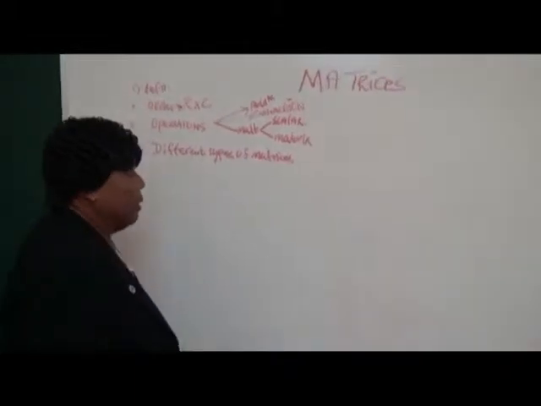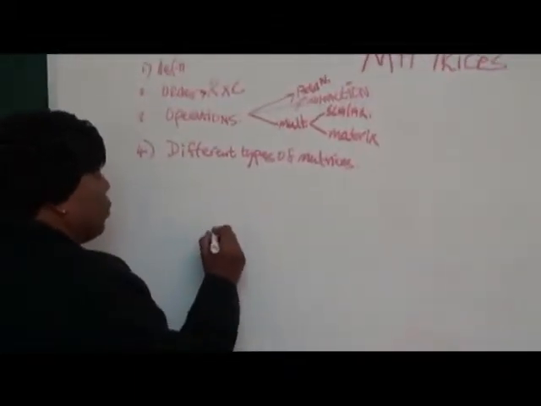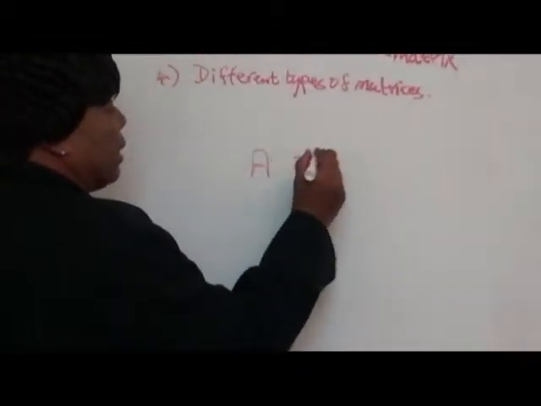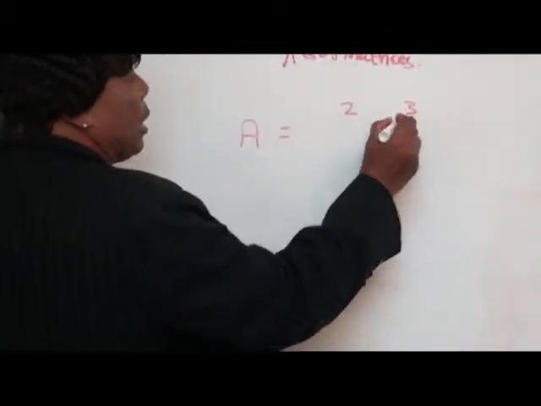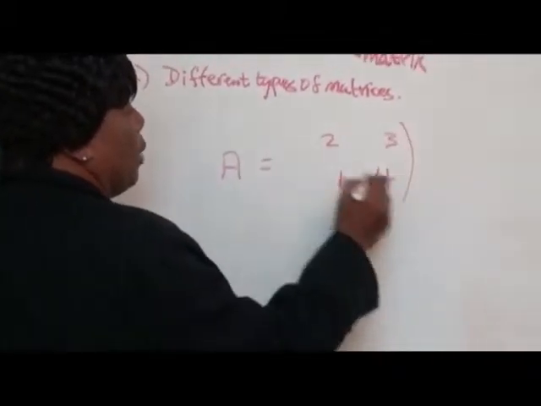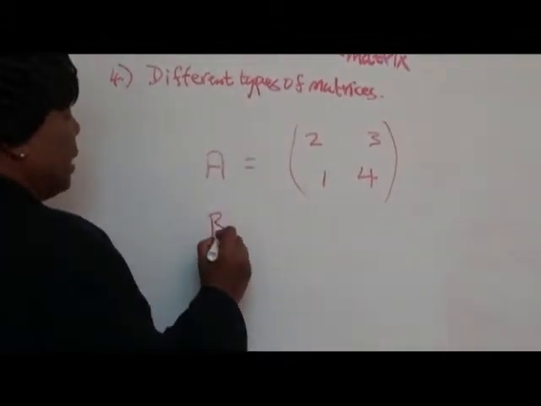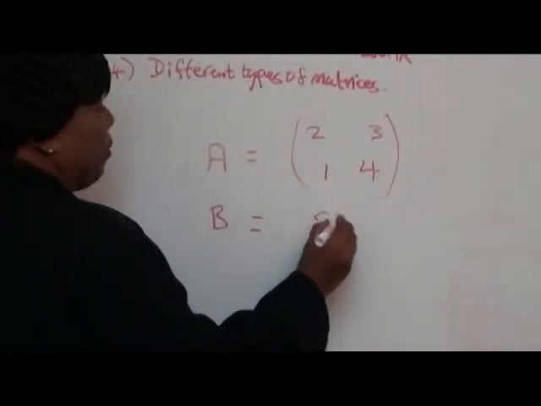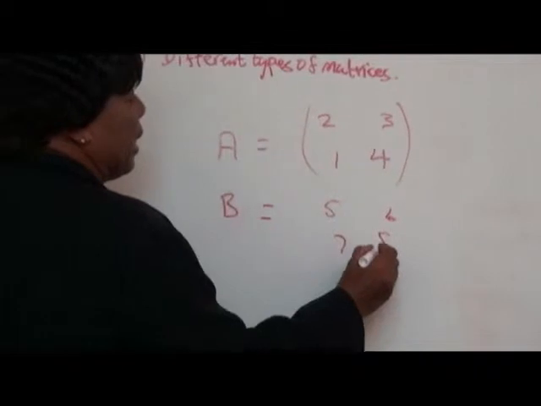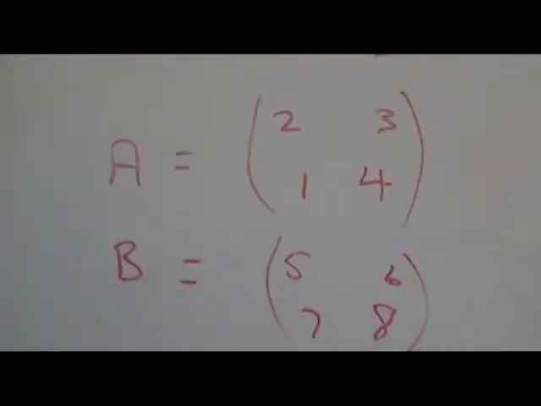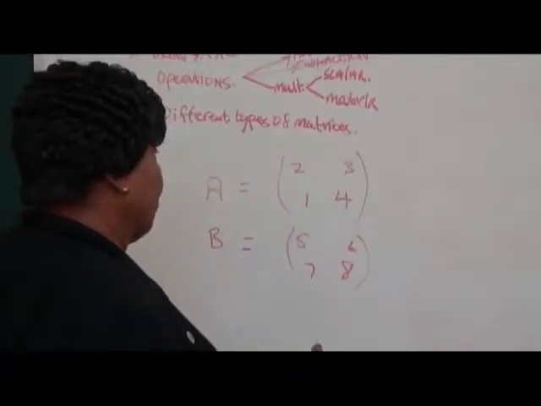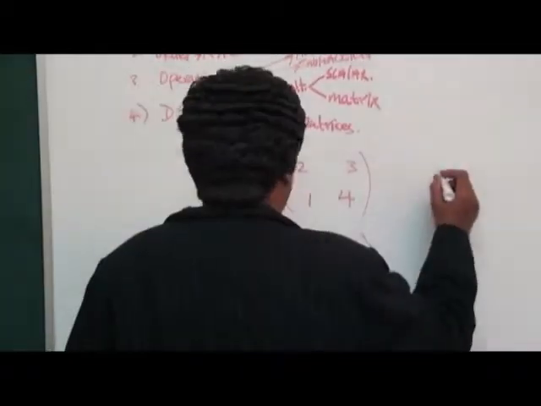Before that, let us just recall, if we have a matrix A and it's equal to 2, 3, 1, 4, and matrix B, which is equal to 5, 6, 7, 8. I'm using positive numbers just because I want to emphasize the concept more than the whole algorithm associated with working numbers, okay? But we do use negative numbers. But then this is just to hammer home a concept.